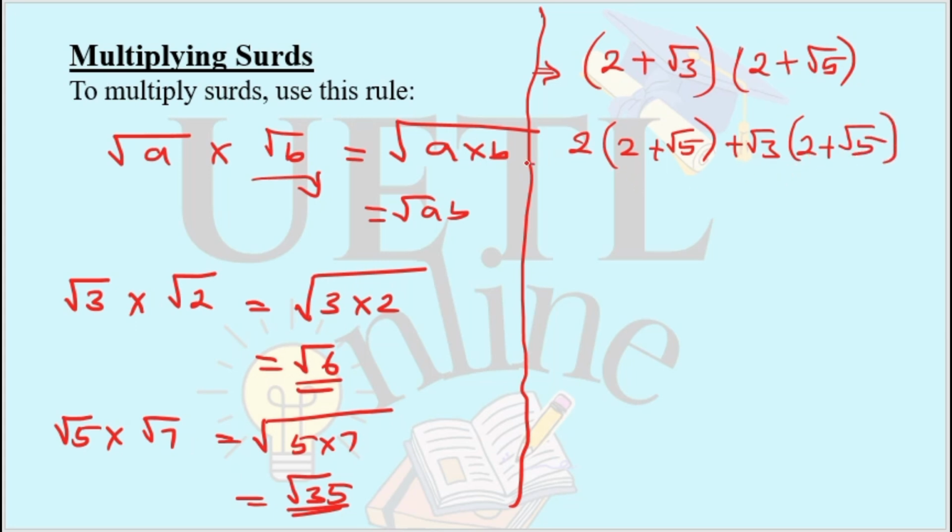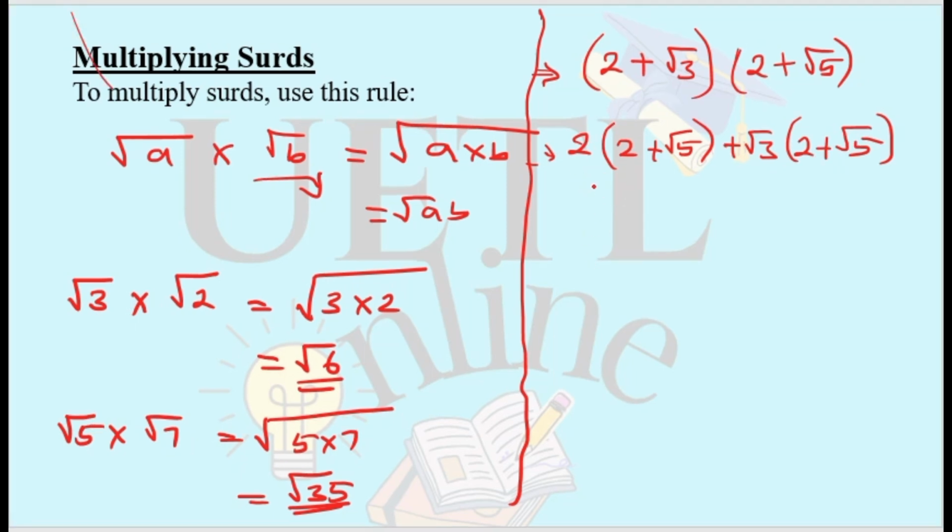If you have a shorter way to do it in algebra, just do that way. Now you say 2 times 2 gets 4, plus 2 times root 5 becomes 2 root 5. Then here root 3 times 2 becomes 2 root 3. Then here root 3 times root 5, you get root 15, as I said in the previous multiplication.